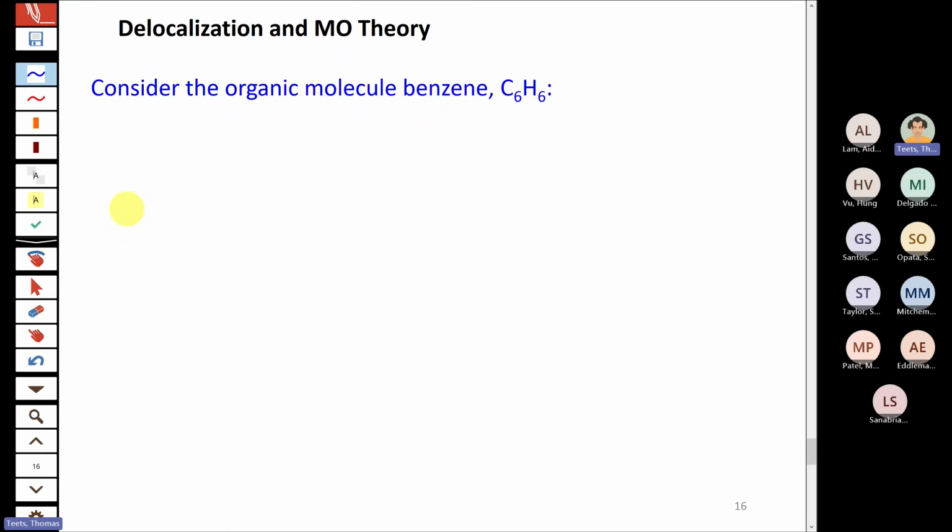So for this, we can consider the organic molecule benzene. I forget how many years ago this was. Most of you were probably still in elementary or middle school. There was a benzene leak one time recently in the Houston area, so it got a lot of news coverage. It's a pretty toxic substance, but it's a molecule that looks like this.